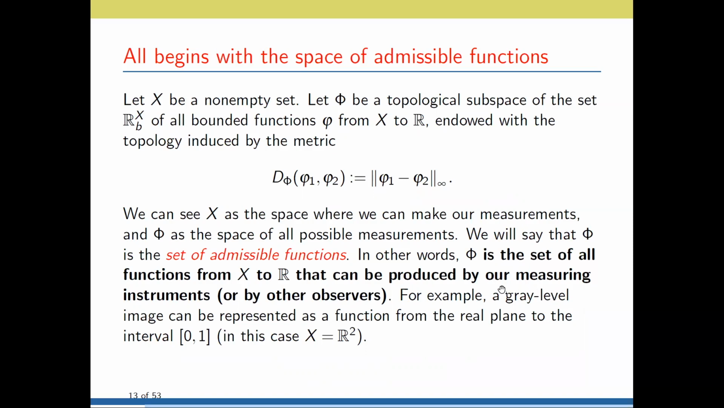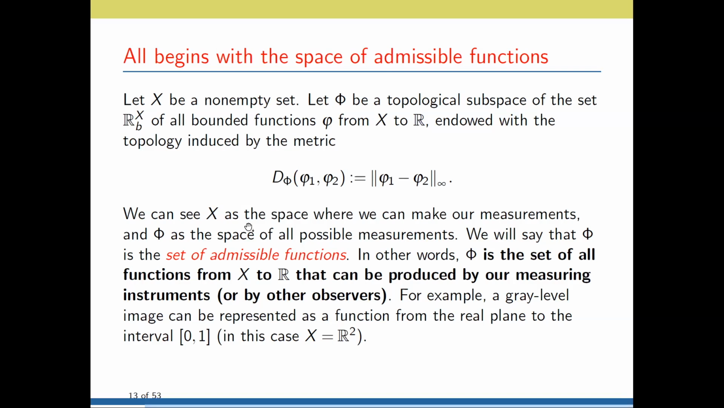So let X be a non-empty set. Let Phi be a topological subspace of the set of all bounded functions from X to real numbers, endowed with a topology induced by the max norm metric. Okay, so we have this way of comparing data. We can see X as the space where we can make our measurements, and Phi as the space of all possible measurements given by our measuring tools or our observers. We will say that Phi is a set of admissible functions or signals.